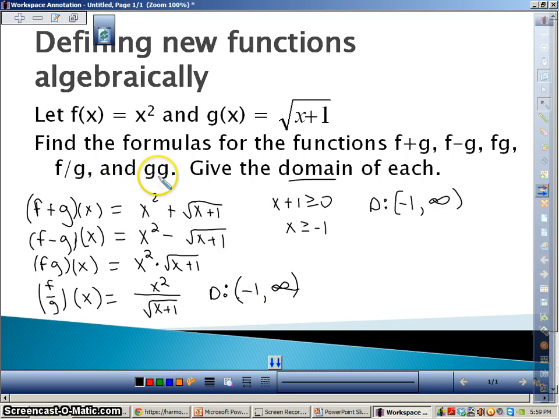The last thing it wants is for us to do g times g. So you just take the square root of x plus 1 times the square root of x plus 1, which gives you x plus 1.